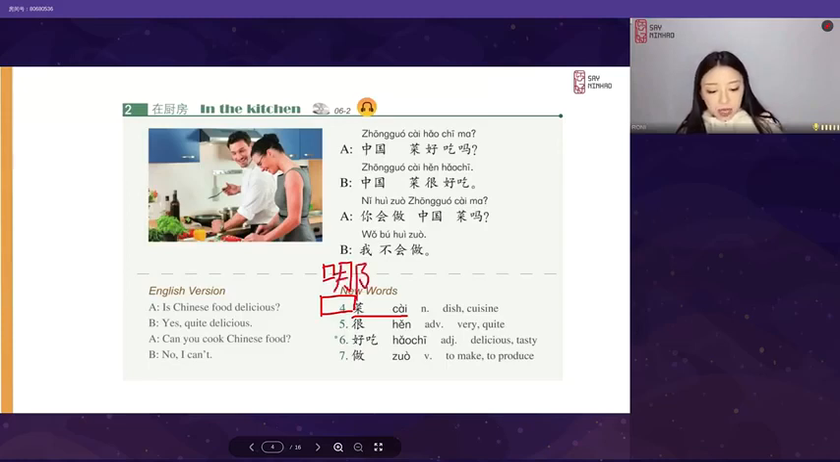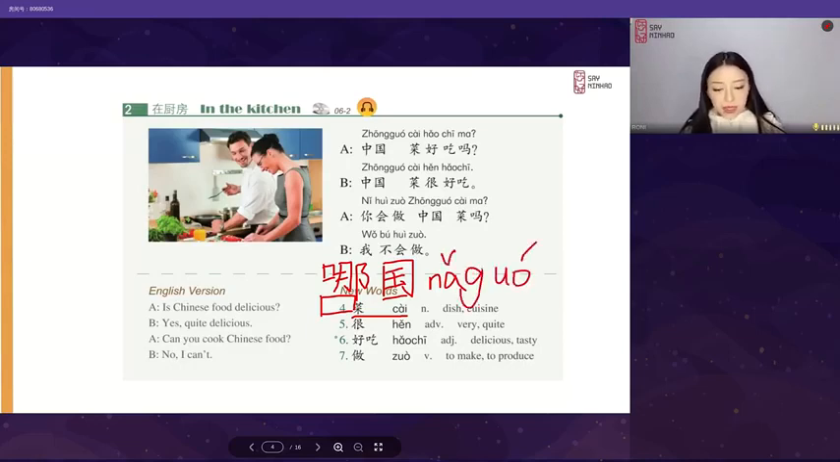And country is 国. So which country's dish is actually 哪国菜, okay? 哪国菜, read after me. 哪国菜, 哪国菜. Okay, this is the question about how to ask which country's dish. So how to say which country's dish do you eat? Which country's dish do you eat?